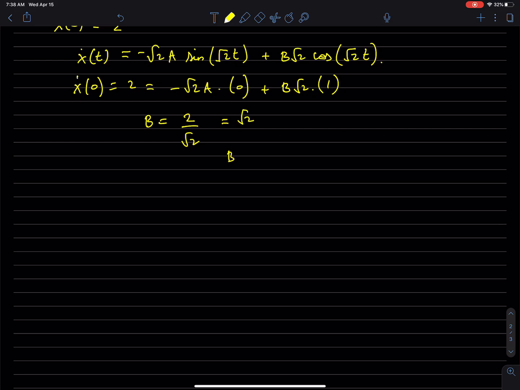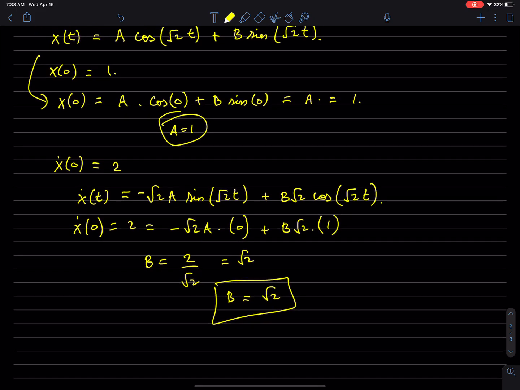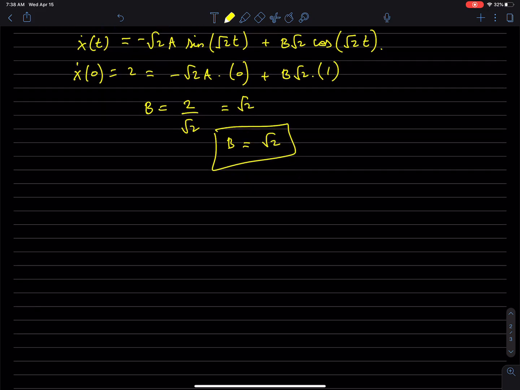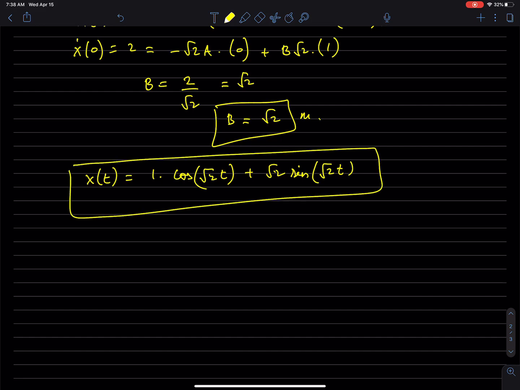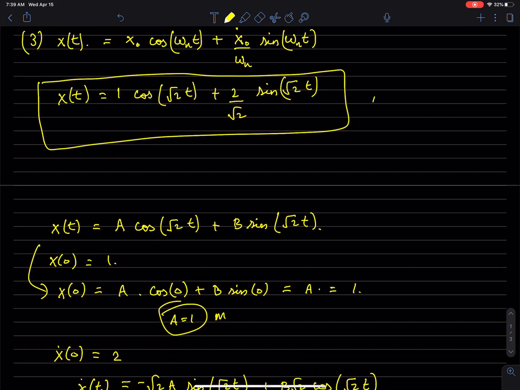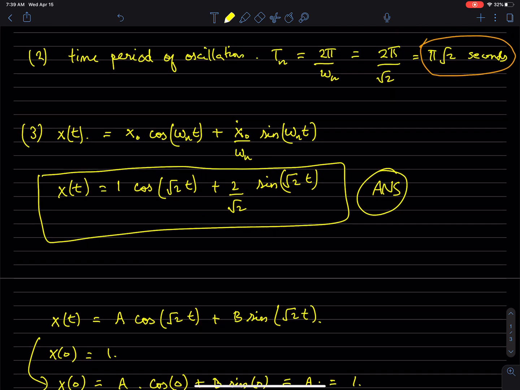Okay. This is a equals 1 in meters, and b equals square root of 2 also in meters, the same units. And that's it. You've gotten the same expression as before: cosine square root of 2t plus square root of 2 sine square root of 2t. So these are all correct answers. And that's it.